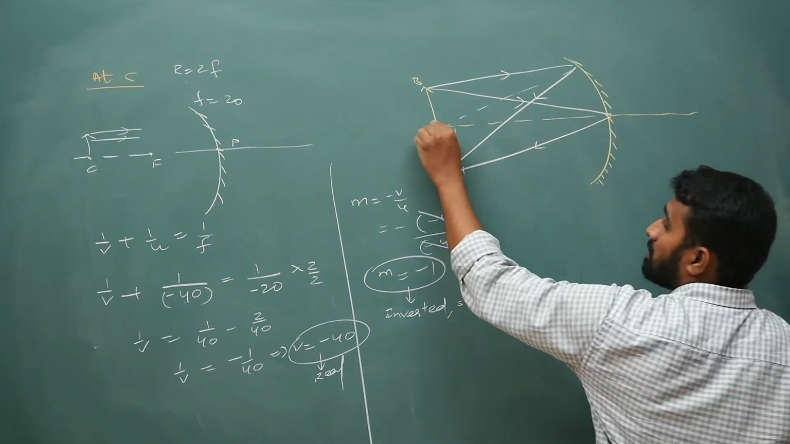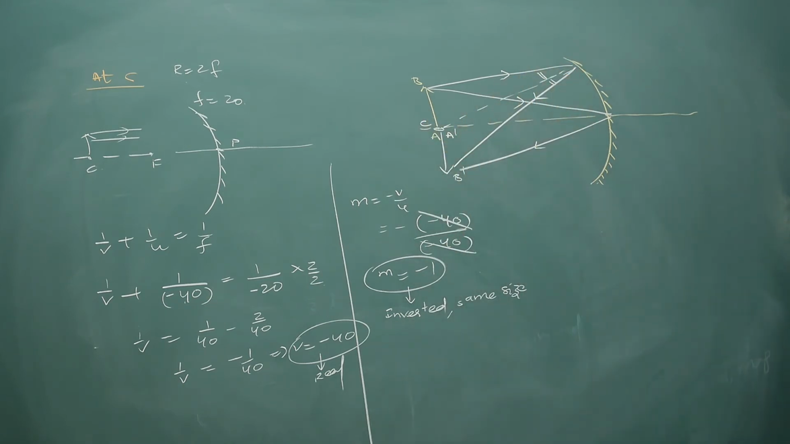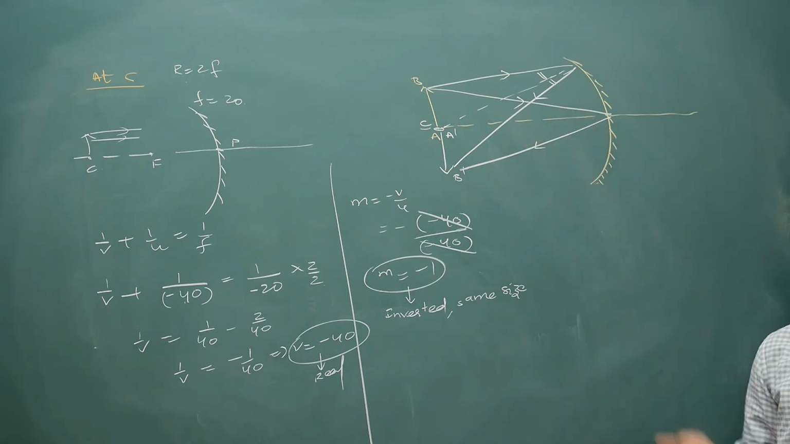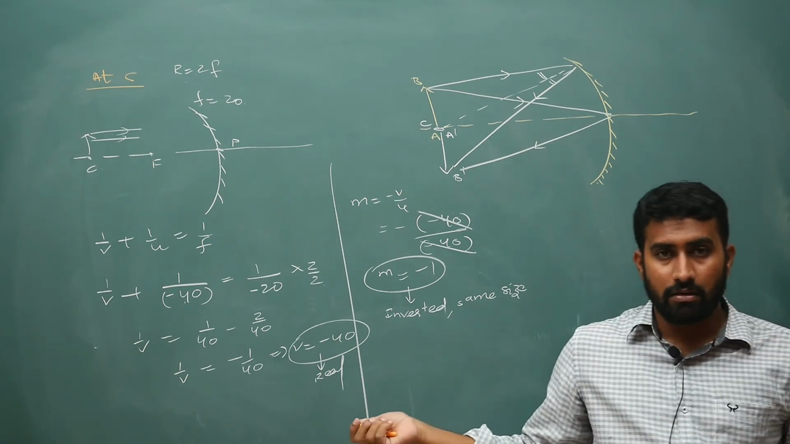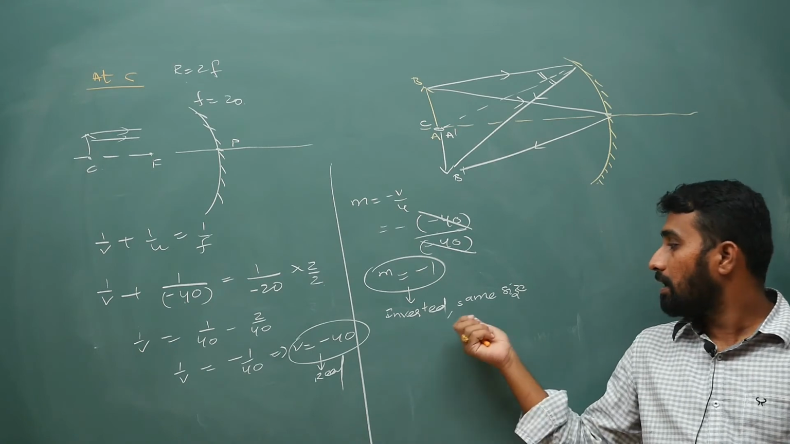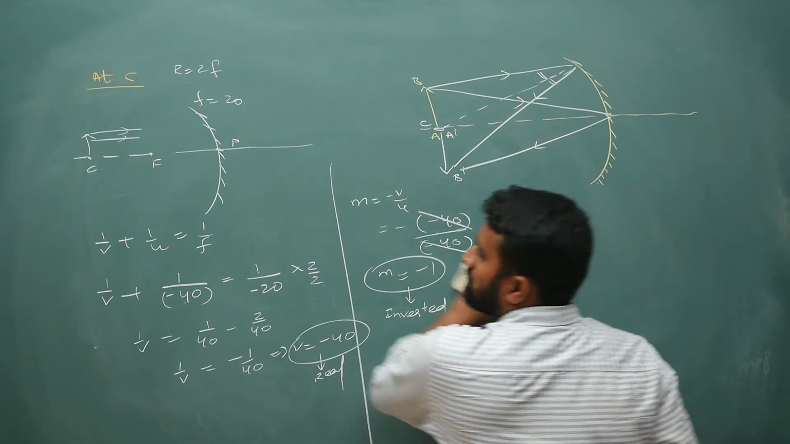Okay, because this is your center, about center, it will subtend equal angles on both sides. Okay, this will be the normal at this point, and then do the diagram. Okay, and then in the table what will you fill? At C, when you are placing, image is formed once again at C only, and it is inverted and same size. Okay, next, fourth case.